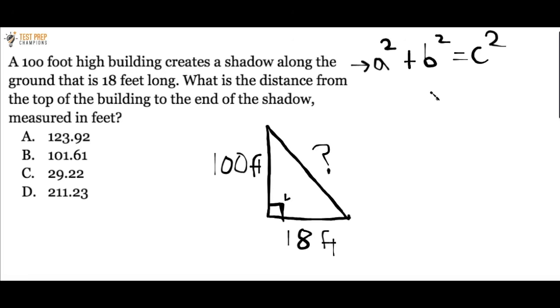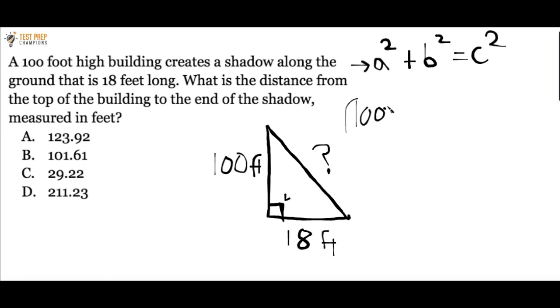Now you might be wondering, well, what if I plug 18 in for A and what if I plug 100 in for B? How do I remember which side is A and which side is B? And it really doesn't matter. You could plug 18 in for A and 100 in for B, or you could do 100 for A and 18 for B, and you're going to get the same answer. The most important thing is to remember that no matter what, this big side of the triangle, the side across from the little box, always is going to be C. So for A, let's do 100.